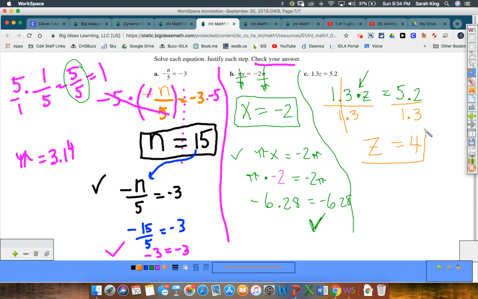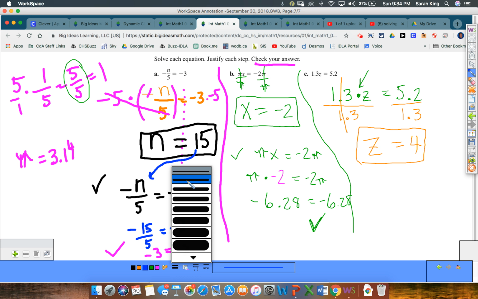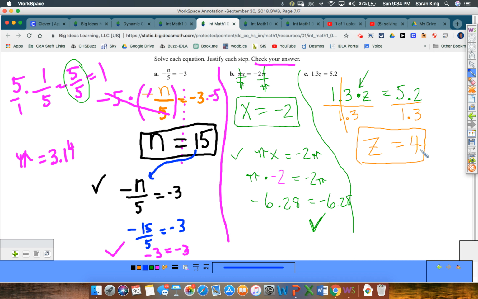Remember, the instructions up there say check your answer. Okay, so we just get in the habit of doing that right at the end. And I'm going to check my work, check my answer. And so it would be something like plugging 4 where z is in the original. So here's 1.3 z equals 5.2. Okay, check your work by plugging that in there. So 1.3 multiplied by 4 equals 5.2, and yes, it does.